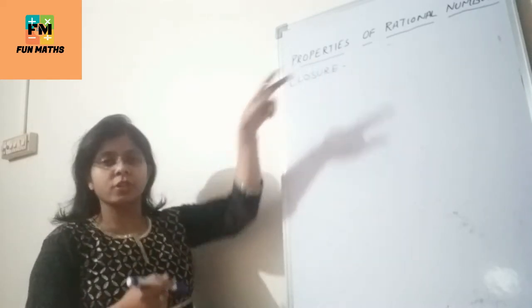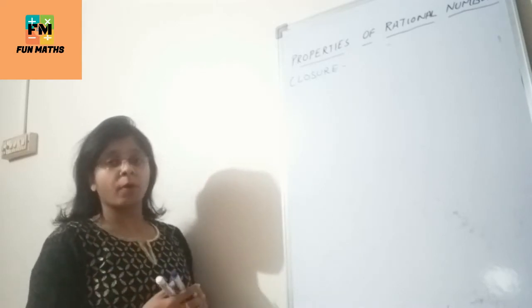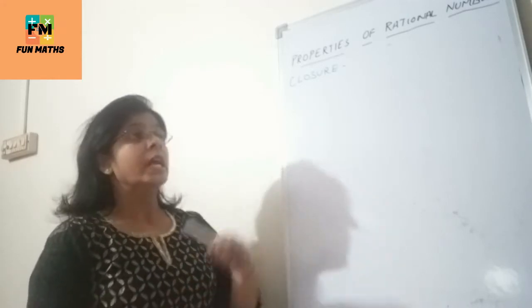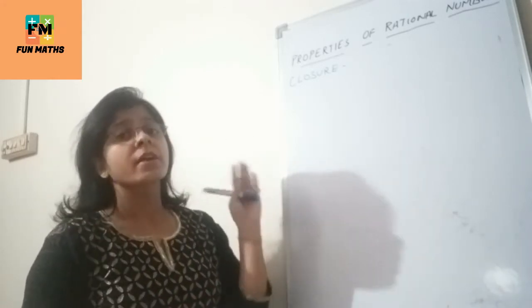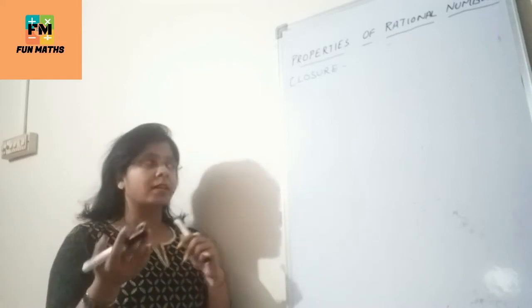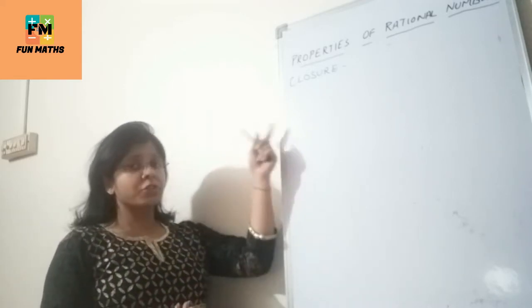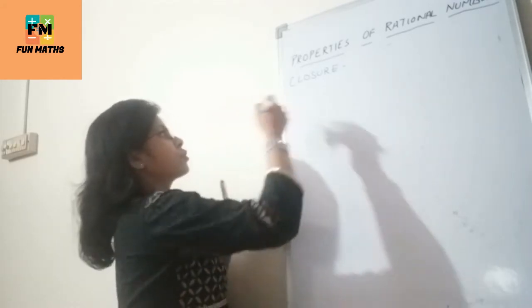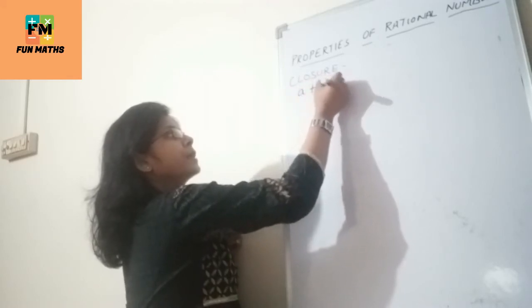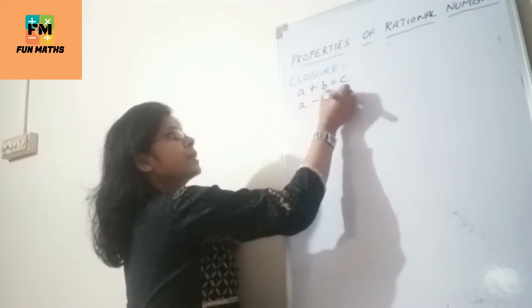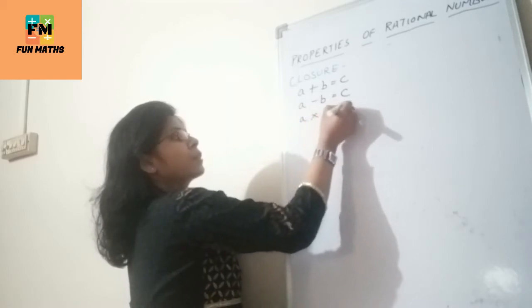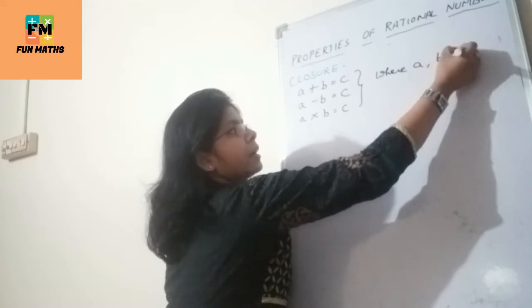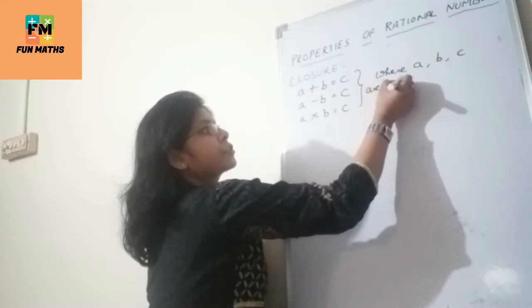First one is the closure property. We have seen what the closure property is. If we are adding two rational numbers, we should get a rational number as an answer, right? In the same way, if we are subtracting two rational numbers, we should get a rational number as an answer. And we have already seen that rational numbers are closed under addition, subtraction and multiplication. So we can write, if a plus b is equal to c, a minus b is equal to c, a into b is equal to c, where a, b and c are rational numbers.